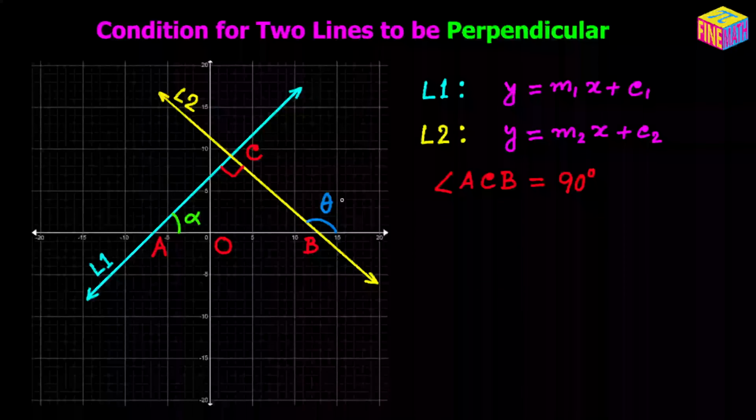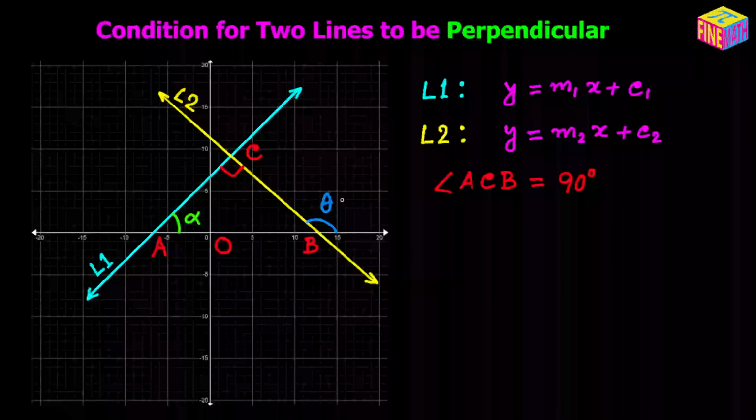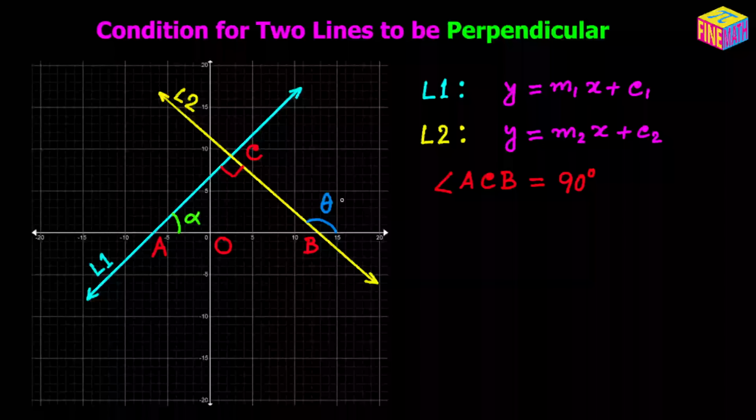Hi everyone, in this video we are going to discuss what is the necessary condition for two straight lines to be perpendicular with each other. So here in this diagram I have two straight lines, L1 and L2. Those are the two straight lines. Let's assume that they are in a perpendicular position with each other, right?